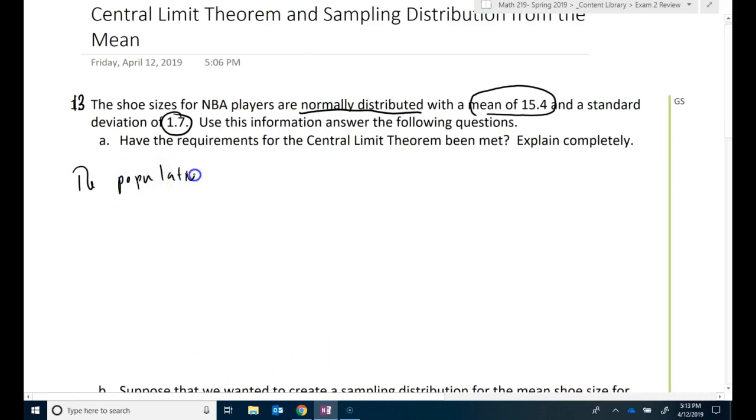I have these two pieces of information, and that's really important. It's going to be important for using the central limit theorem too. So first, A asks us, have the requirements for the central limit theorem been met? And explain that completely. Well, there are two possible requirements. There's not actually two requirements. We have to have one of two. One is that the population is normal. Or two, the sample size is greater than or equal to 30.